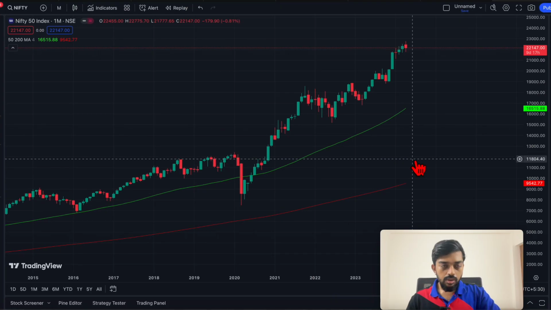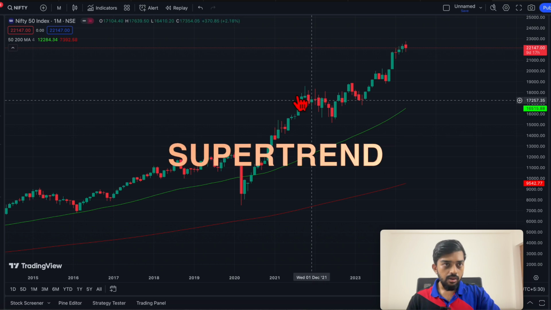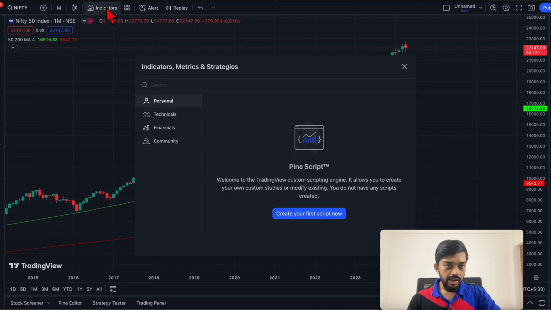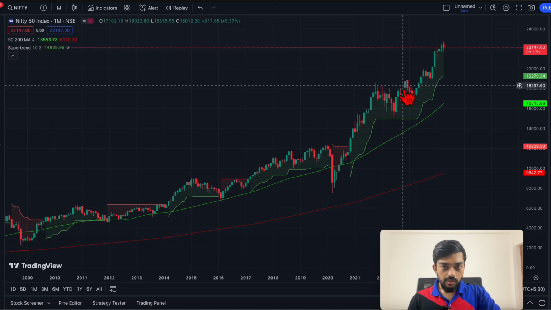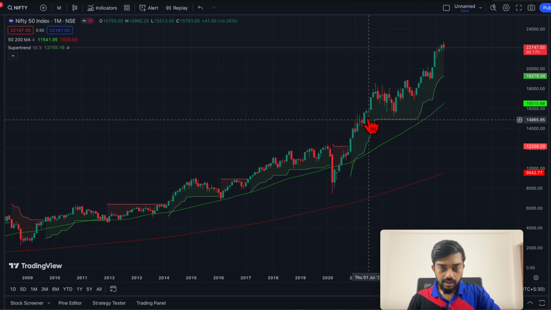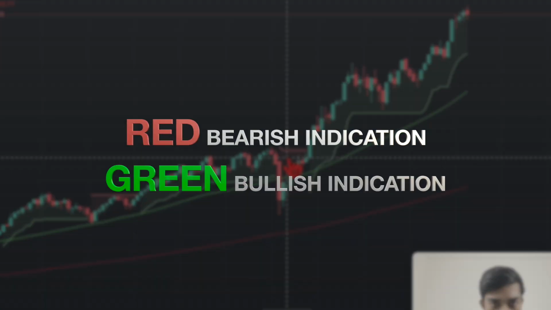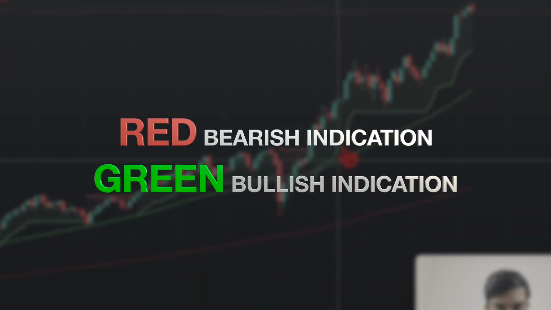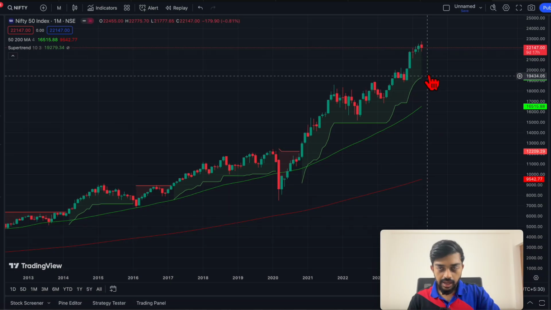So the next indicator is super trend. We can again go to indicators icon and type super trend. We can see 2 sets of lines appearing. The red line showing the bearish indication of the market and the green line showing the bullish indication of the market.